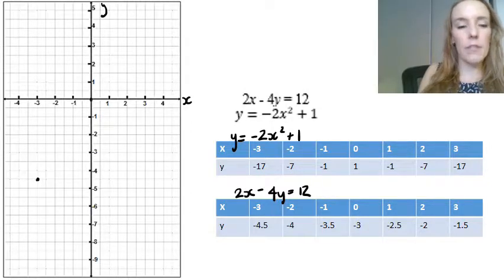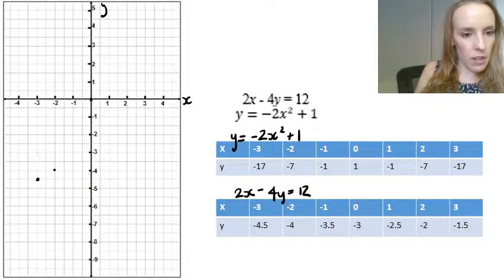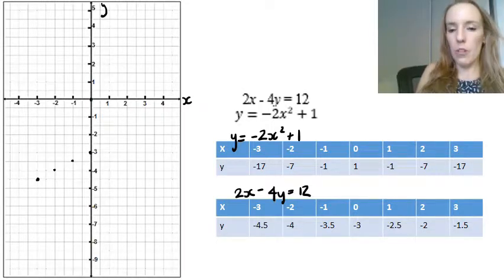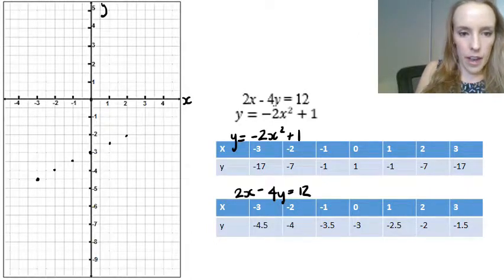Our second one, -2, -4. So find the -2, drop down to the -4, put my dot there. -1, -3.5, put my dot there. 0, -3. And then what have I got? 1, -2.5, 2, -2, and 3, -1.5.